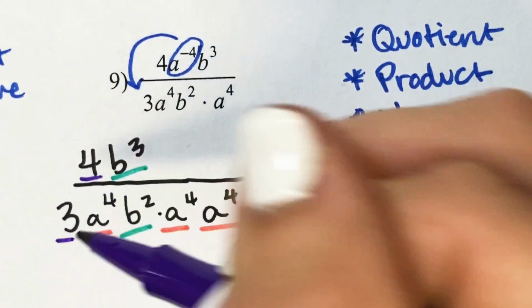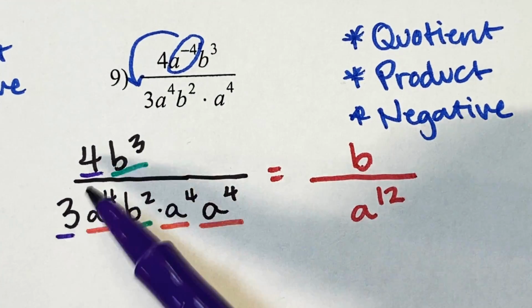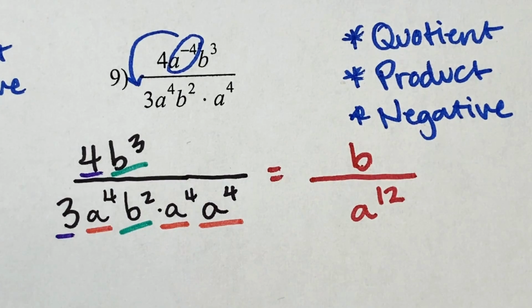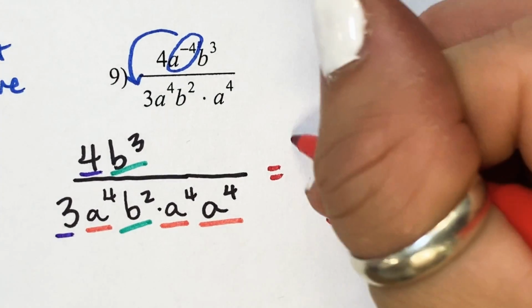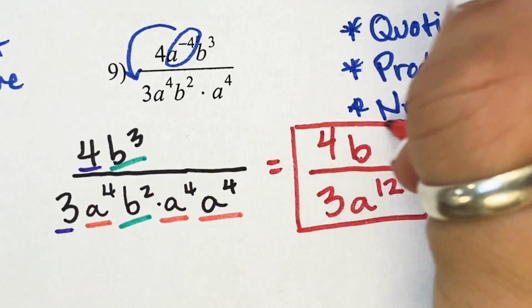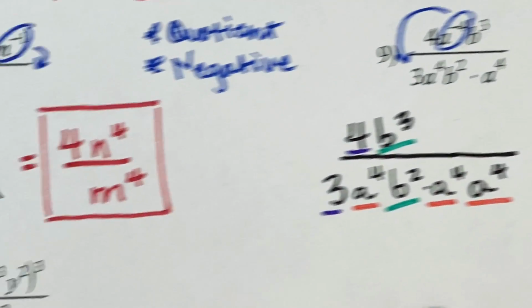So we have 4 and 3. Is there any number that goes into both 4 and 3? Nope, that cannot be reduced, so that stays 4 on top, 3 on bottom, and that is our simplified answer. Beautiful. Okay, last example.